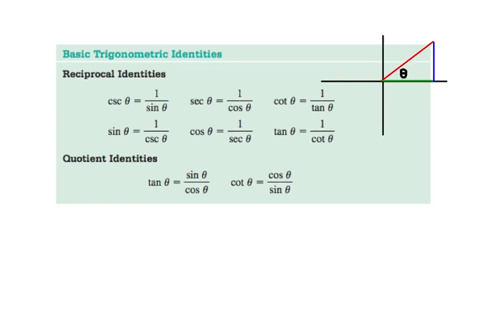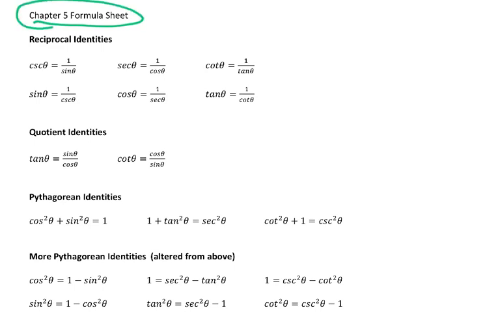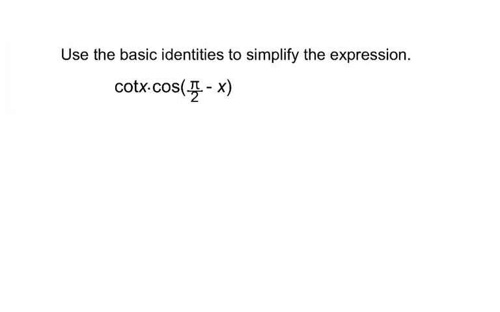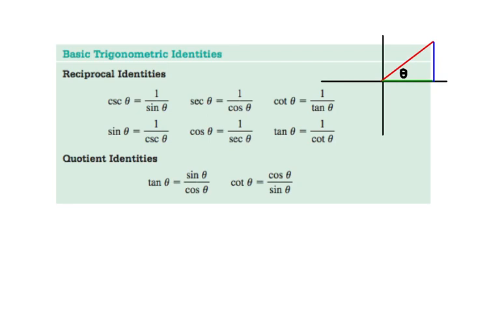So the first thing that you're going to need, and of course you can be looking at your Chapter 5 formula sheet, is the basic trig identities, right? The reciprocal identities: cosecant happens to be 1 over sine, secant is 1 over cosine, etc. Those are helpful because a problem might give you cotangent, and you may need to rewrite it as 1 over tangent, so that maybe something cancels or expands.